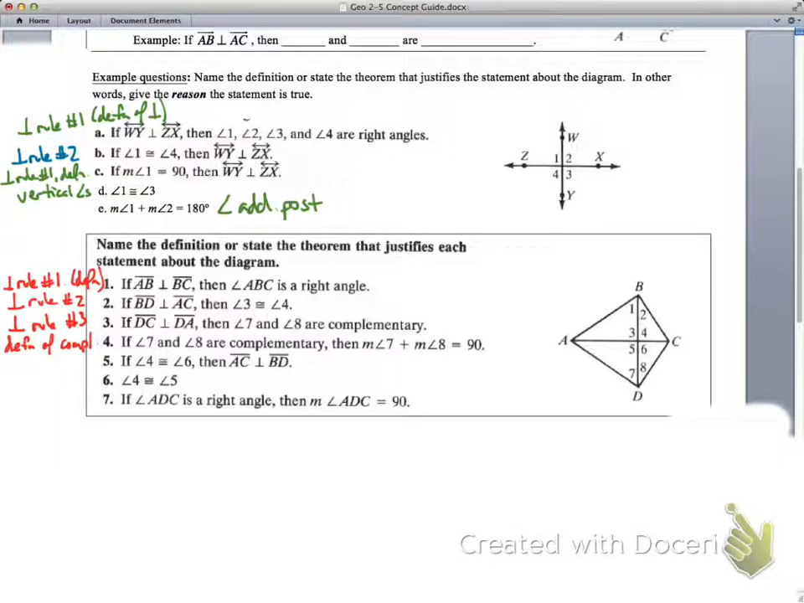So number 4 really has nothing to do with perpendicular lines at all. If angles 7 and 8 are complementary, then they add up to 90. That's the definition of complementary. Number 7 here is the definition of a right angle. That has nothing to do with perpendicular lines. That's the definition of a right angle.